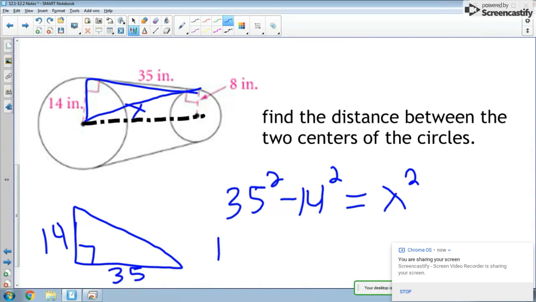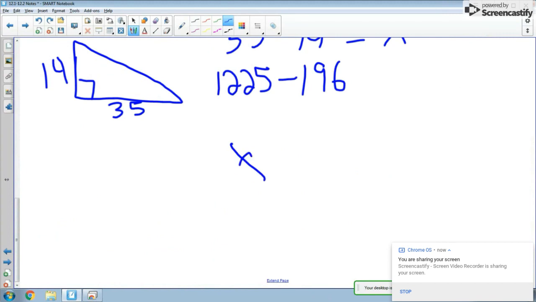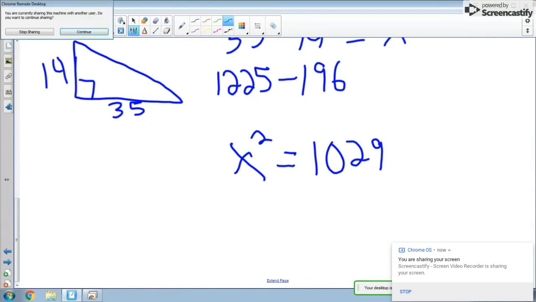Just in the saving time here, 1225. And then 14 squared, I think I know that one. Yeah, 196. So if we take 196 from 1225, that is going to be, oh, that definitely is not right. 1225 minus 196. That's 1029. So x squared equals 1029. And if we take the square root of 1029, we get something kind of bizarre, actually. I think it's 32.07 or something like that.